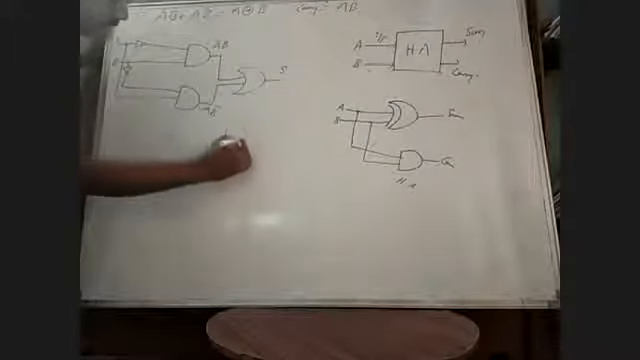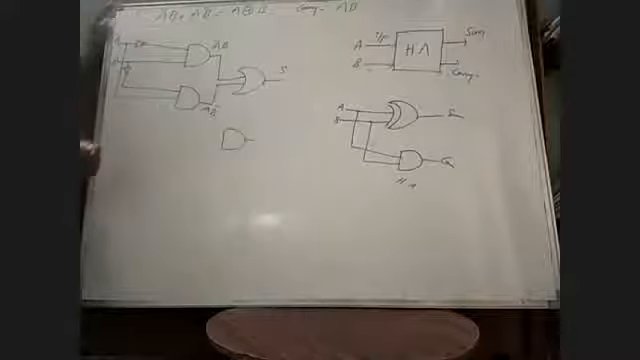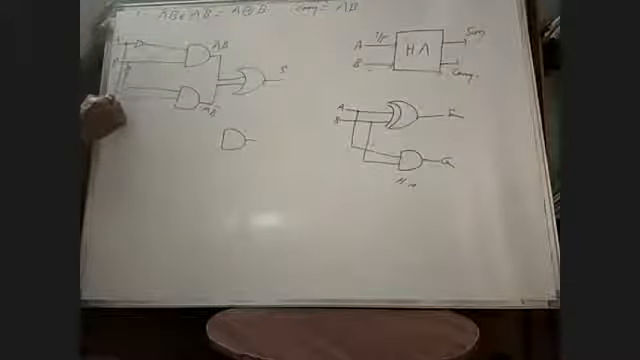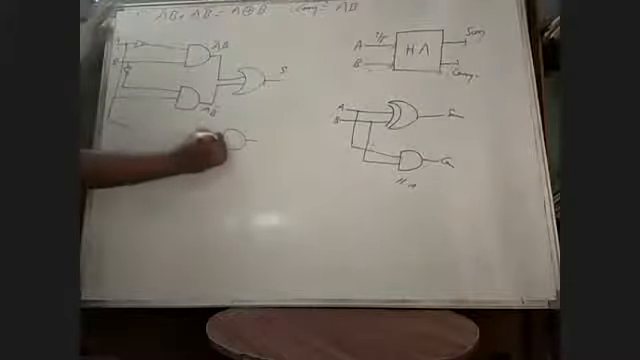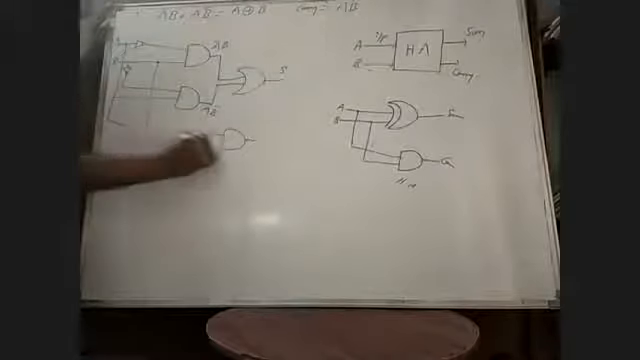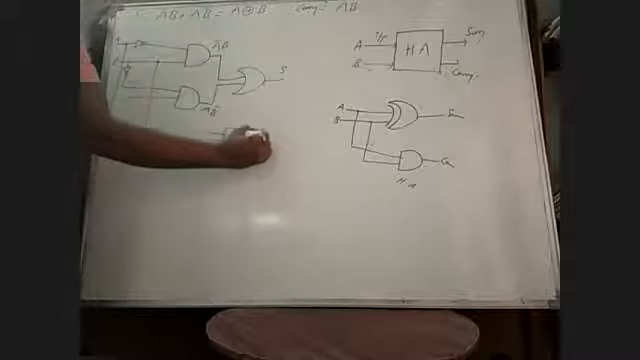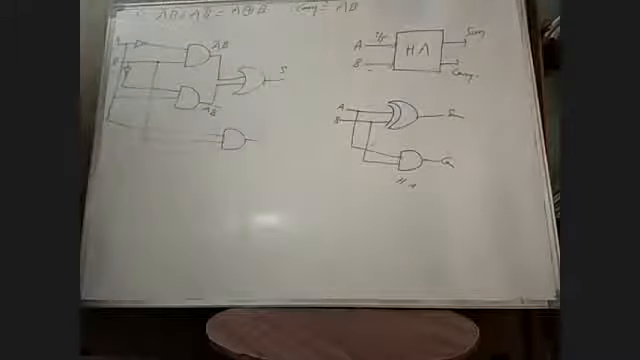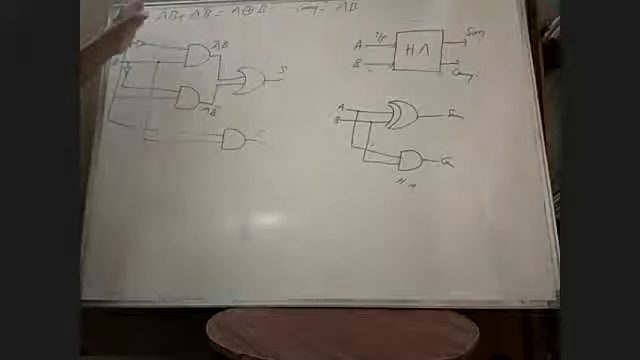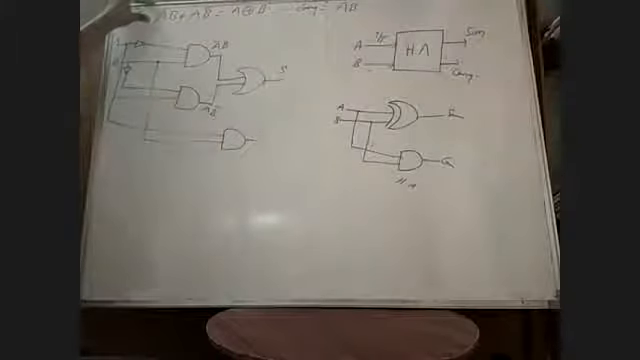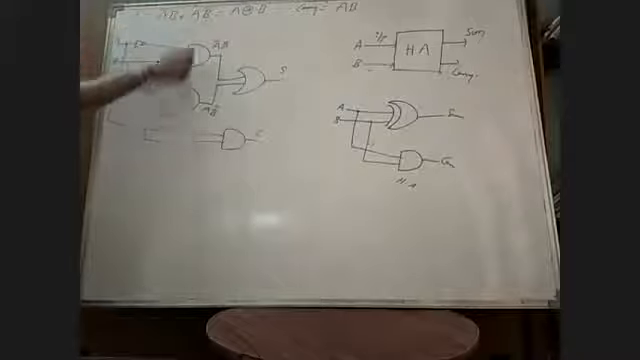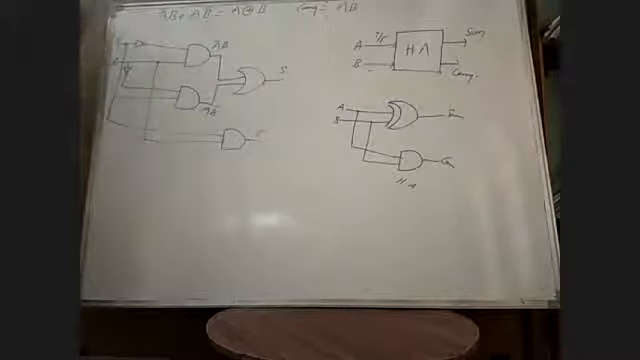What about carry? We can generate the carry using an AND gate, with the two inputs A and B. This is your carry. Sum output is indicated as S, carry output is indicated as C. The basic gates we are using are the inverter, AND gate, and OR gate. The first level gates are AND gates, the second level gate is an OR gate, and we have used the inverter.